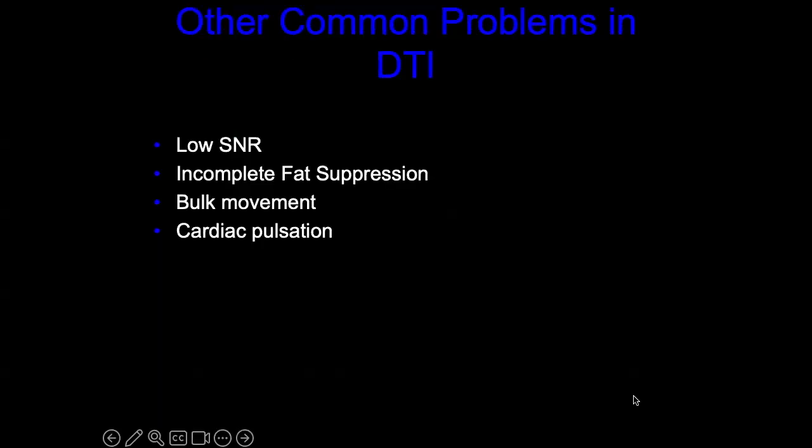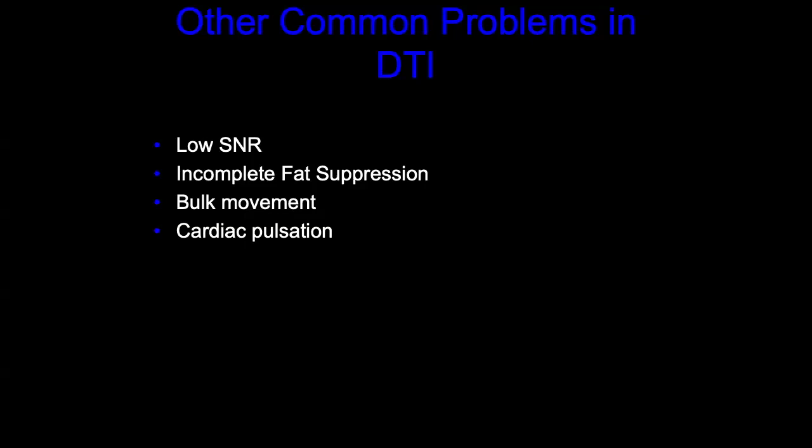There are some other common problems that I see in DTI all the time that I want people to be aware of. One is low SNR. In general, like I said, the acquisition is already inherently low, and then we're adding diffusion weighting, which is low, so we're always working with low SNR.